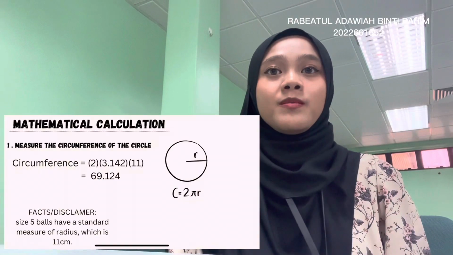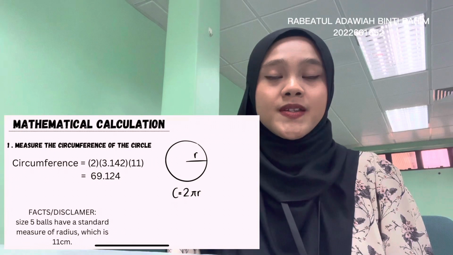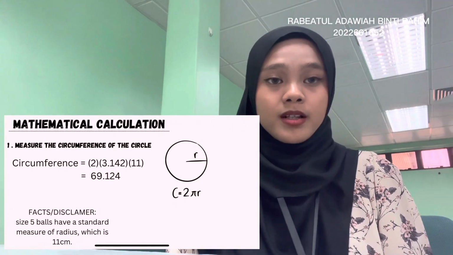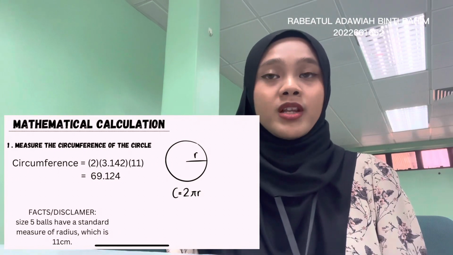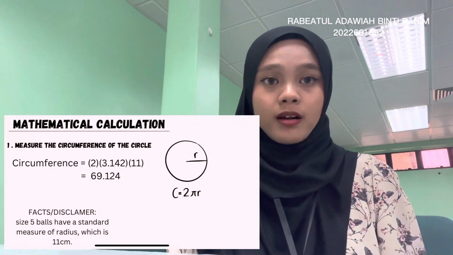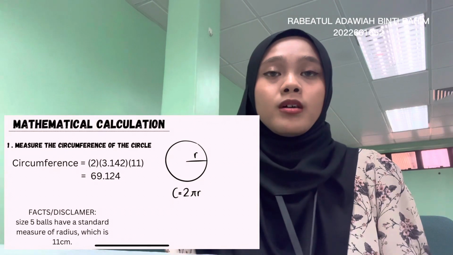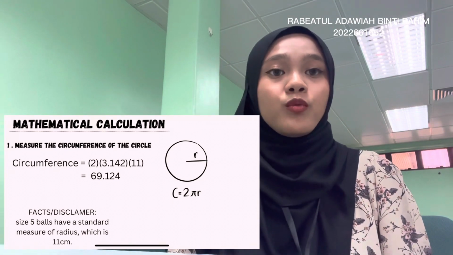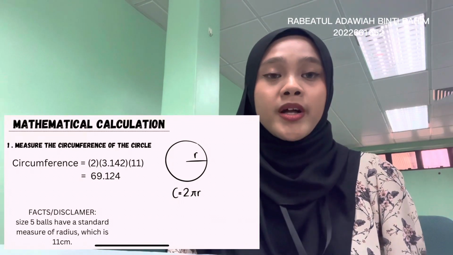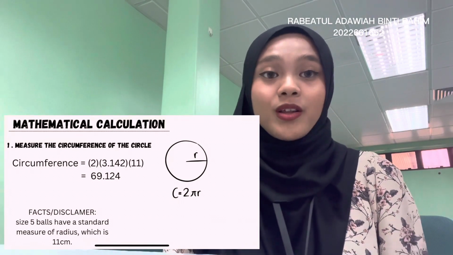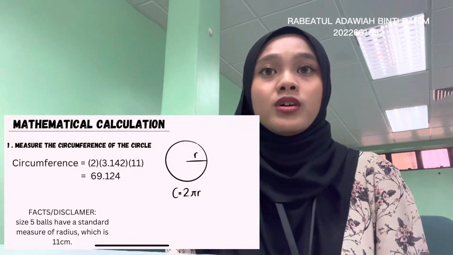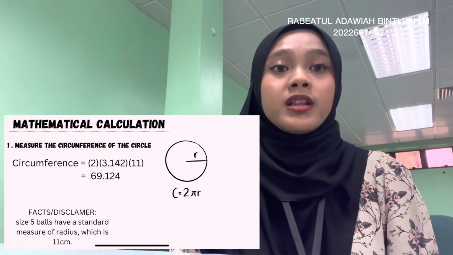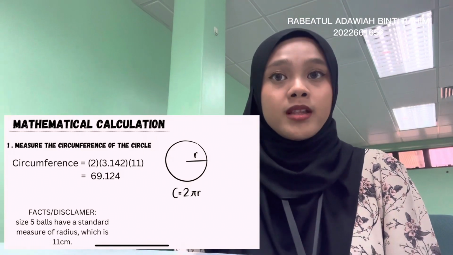Next, we have the mathematical calculation. First, we measure the circumference of the circle. As you can see, the formula for circumference is 2 pi r. For our project here, we use pi as 3.142. So we multiply all of them. So 2 multiplied by 3.142 and multiplied by 11.